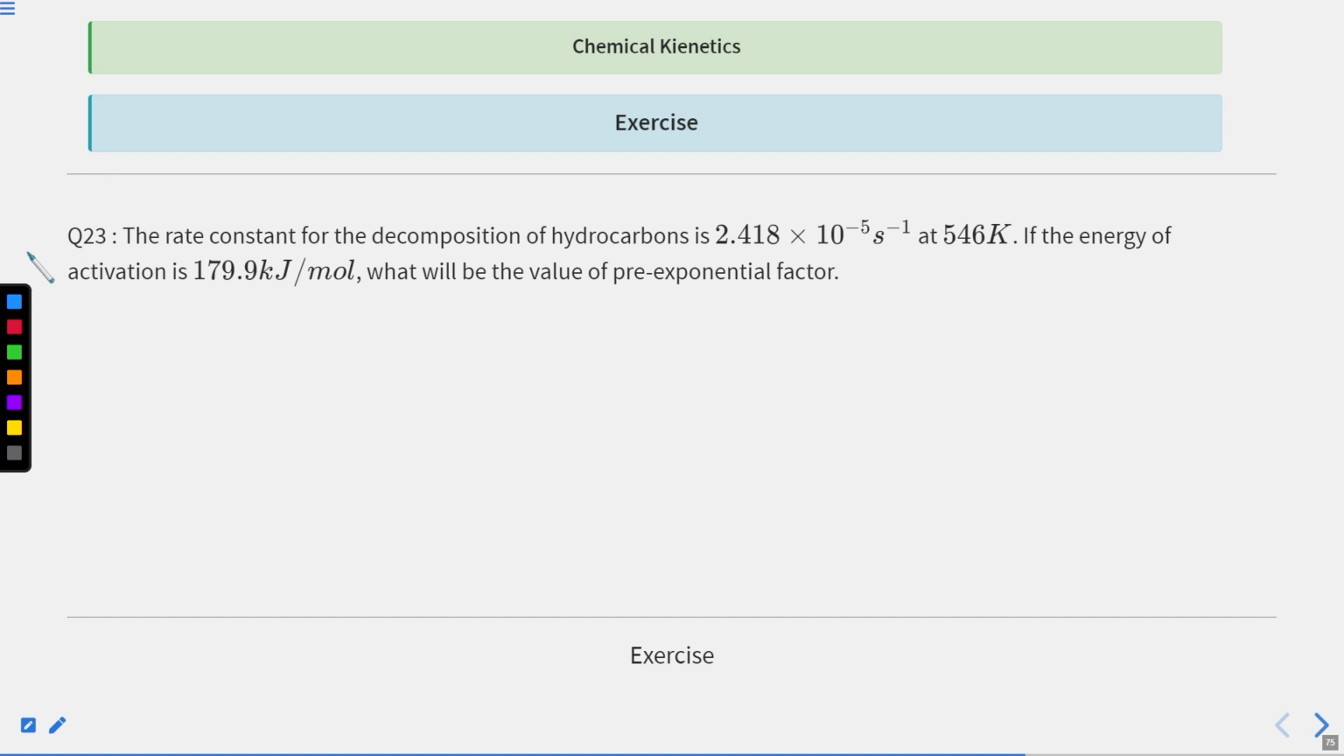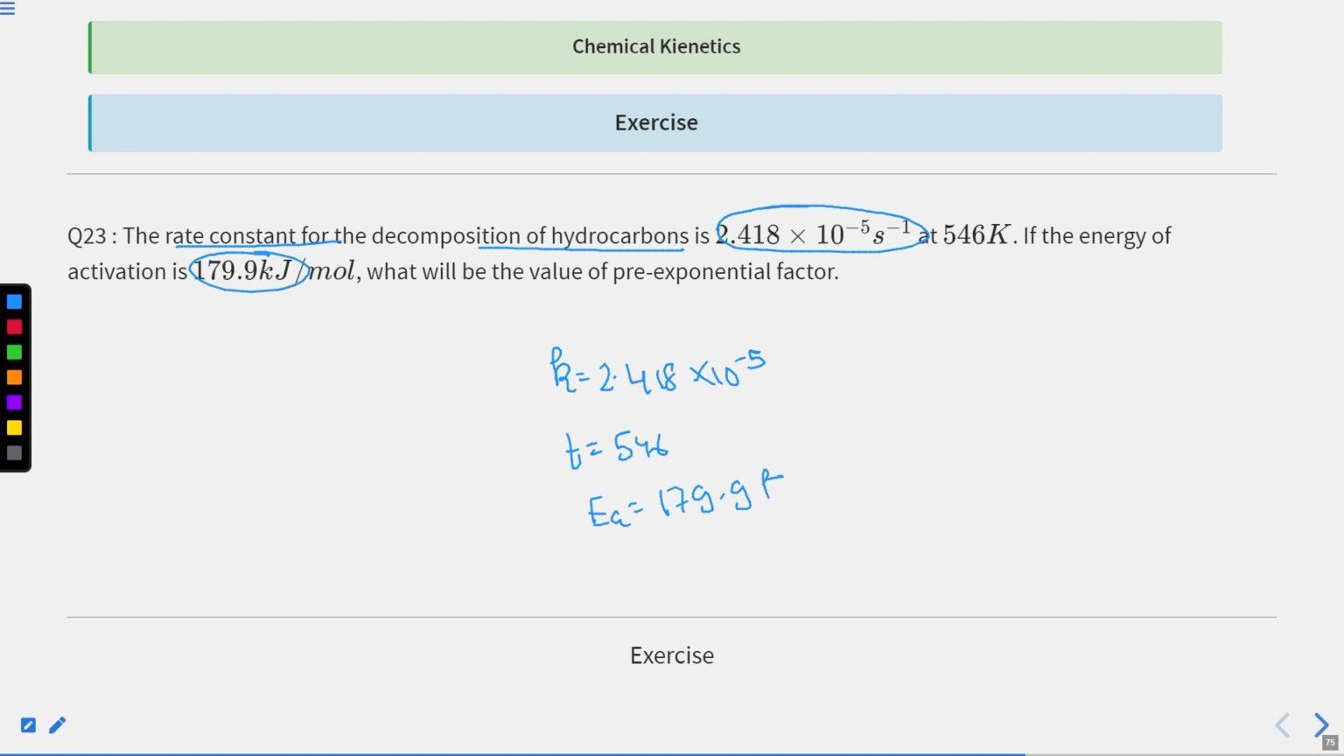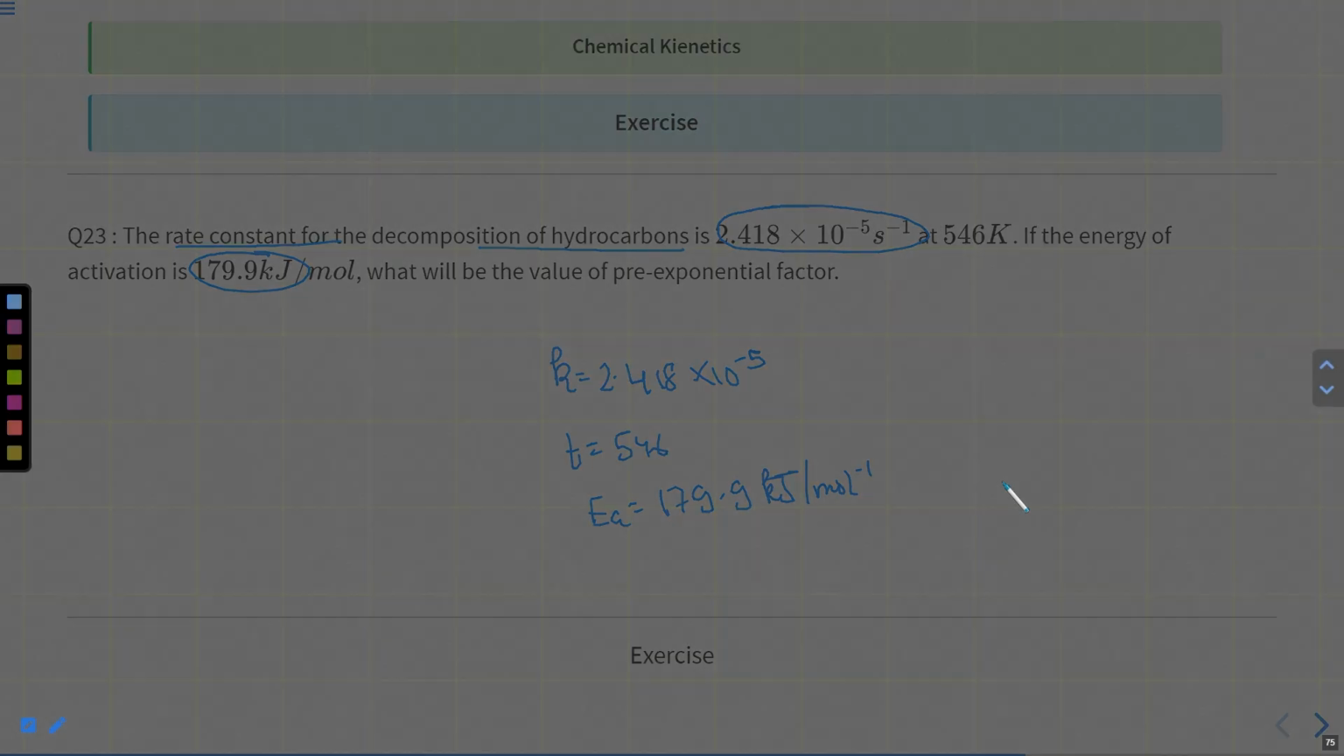Next question. The rate constant for the decomposition of a hydrocarbon is given: K is 2.418 into 10 to the power minus 5 at a temperature of 546 Kelvin. Now calculate the energy of activation. The energy of activation is given, Ea is 179.9 kilojoule per mole. So we have to calculate the value of the pre-exponential factor.